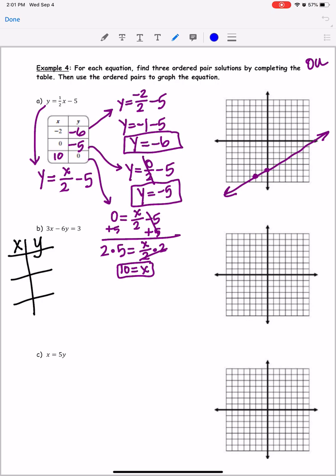So, pick some easy numbers. I always like to put 0 in for x and 0 in for y. Those are the easiest ones there are. So if I start with the first one, when x is 0, put it into this equation here. We've got 3 times 0 minus 6y equals 3. Well, 0 times anything is 0, so we got negative 6y equals 3. Divide by negative 6, and we get y equals negative 1/2.